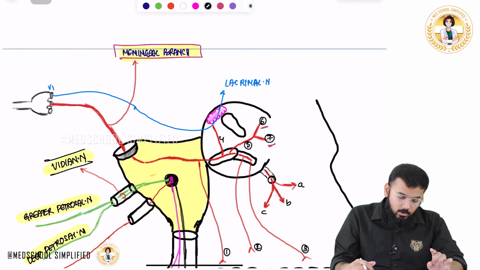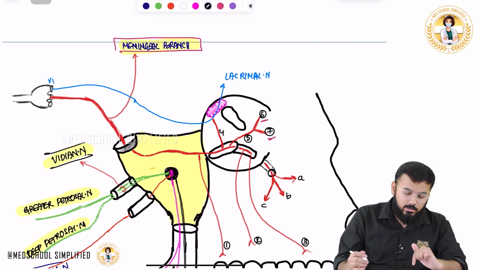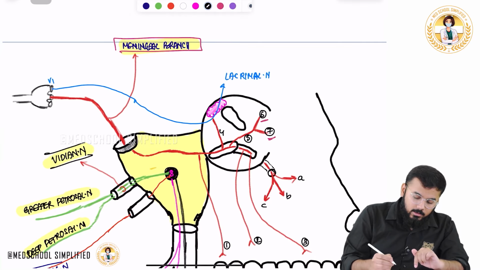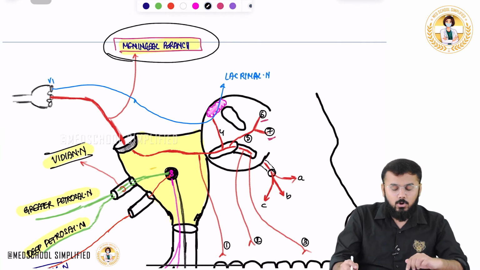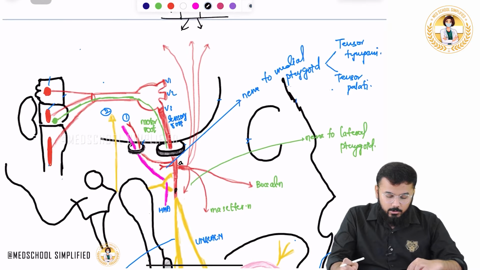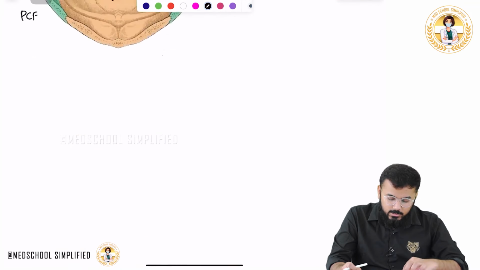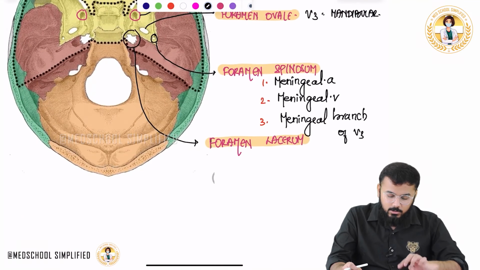In that lecture on the mandibular branch, you see that the mandibular branch gives out a branch called the meningeal branch, right? So that is the meningeal branch I am talking about. Anyway, these are the branches which you can see over here.